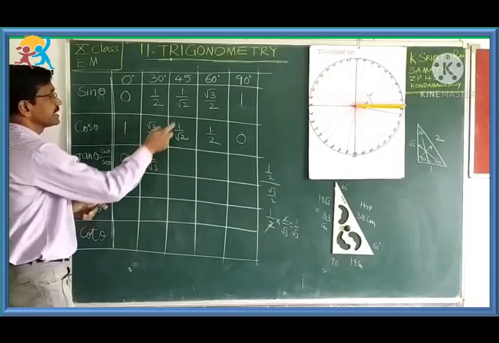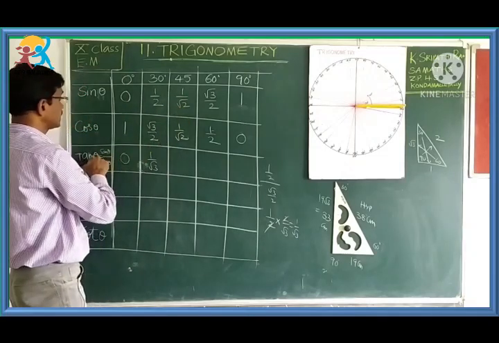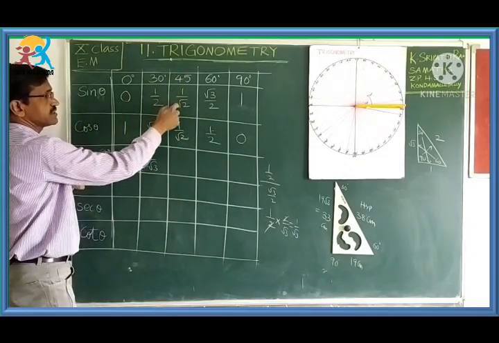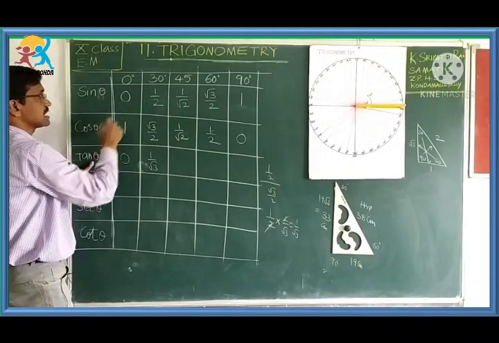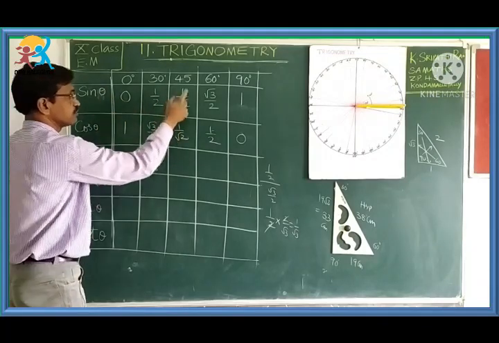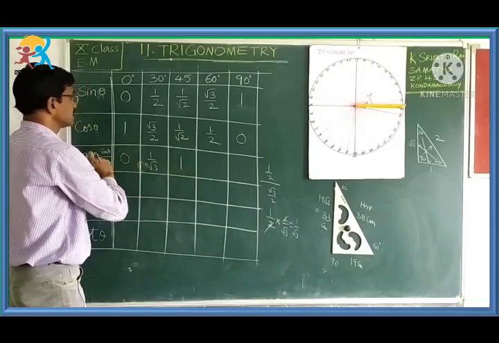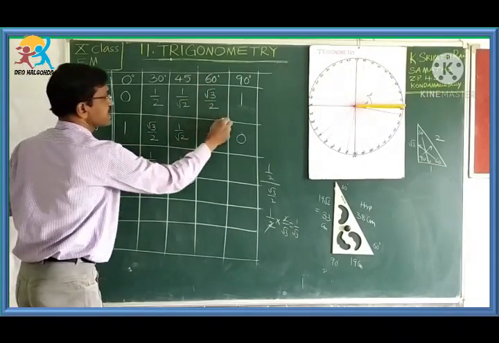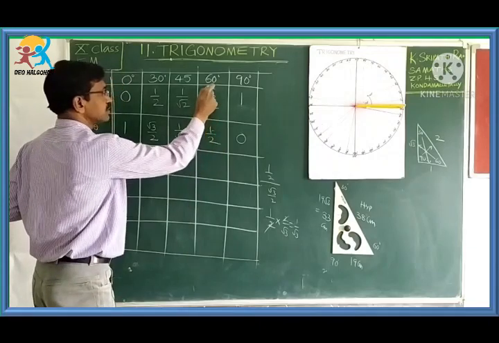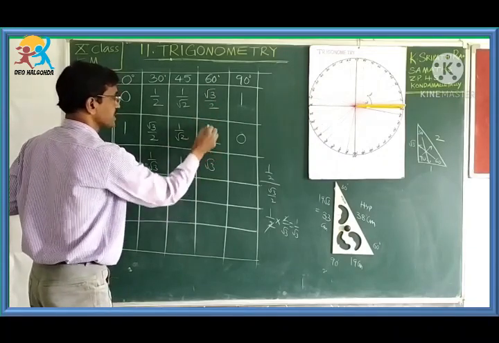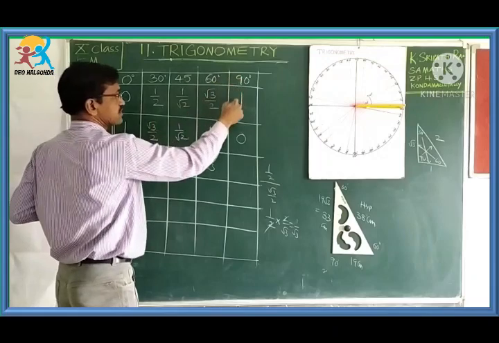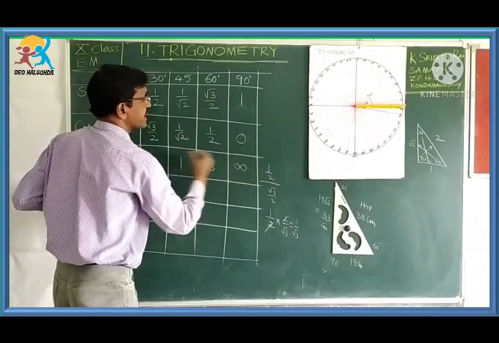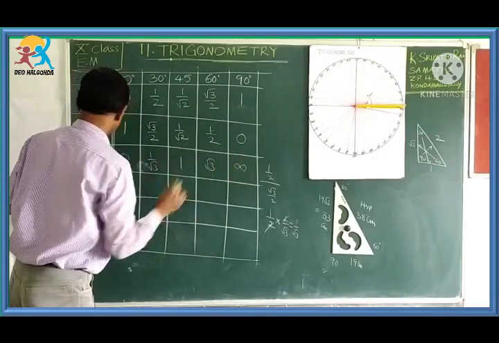Then here, to know tan 45, divide sin theta by cos theta. 1 by root 2 by 1 by root 2, both get cancelled, and we will get 1. For tan 60 degrees, root 3 by 2 by 1 by 2, the 2s cancel, root 3 by 1, root 3. Tan 90 degrees is 1 by 0, undefined, infinite.